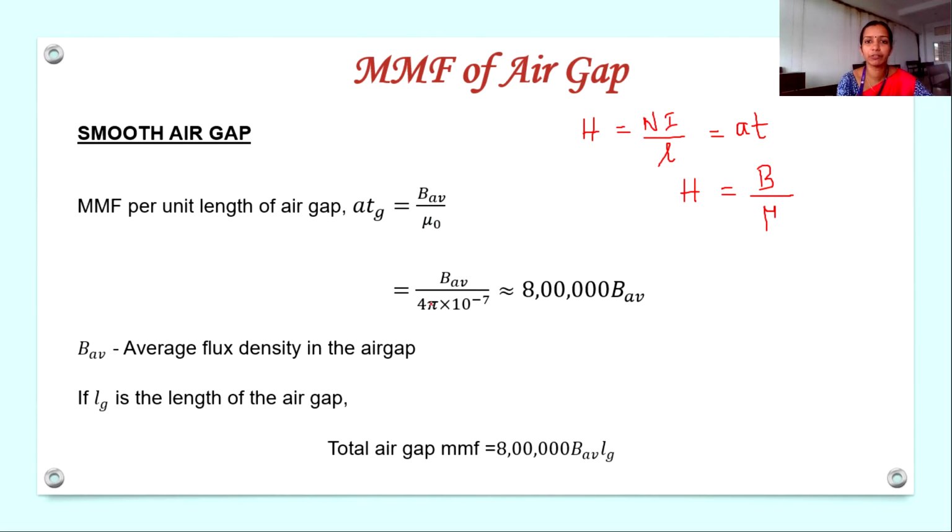Substituting the value of mu 0, which is equal to 4 pi into 10 raised to minus 7, on calculating the value of 1 divided by 4 pi into 10 raised to minus 7, we will get it as approximately equal to 8 lakhs. So the equation will be 8 lakhs into B average. This is the MMF per unit length. By multiplying this MMF per unit length by the total length of air gap Lg, we will get the value of total air gap MMF, and that equals 8 lakhs into B average into Lg.